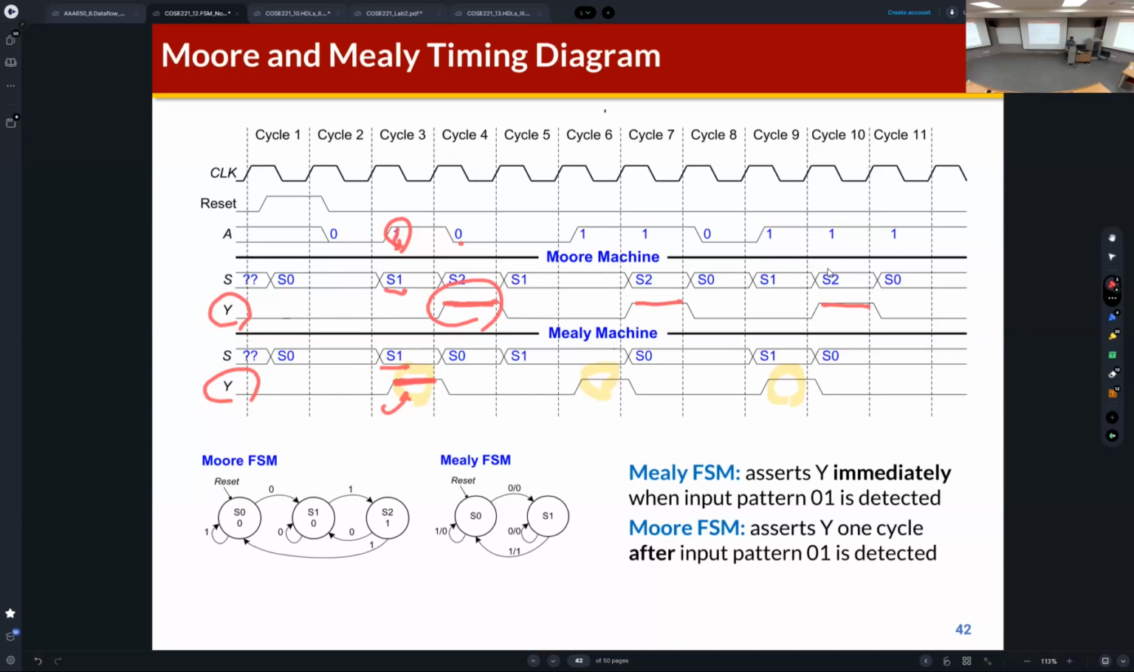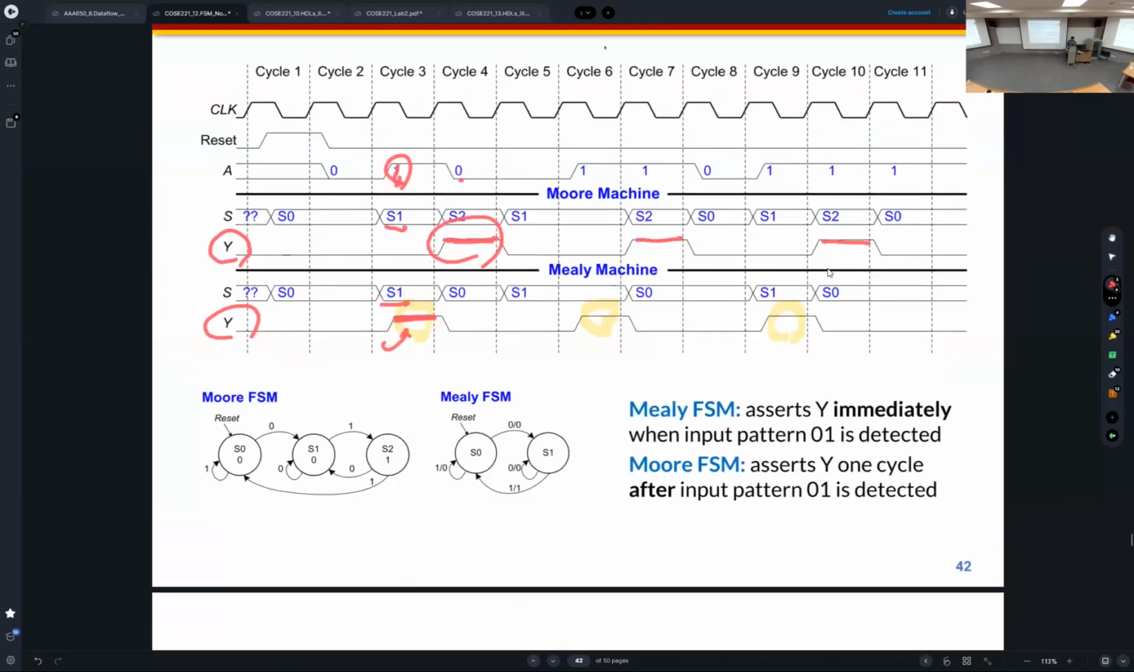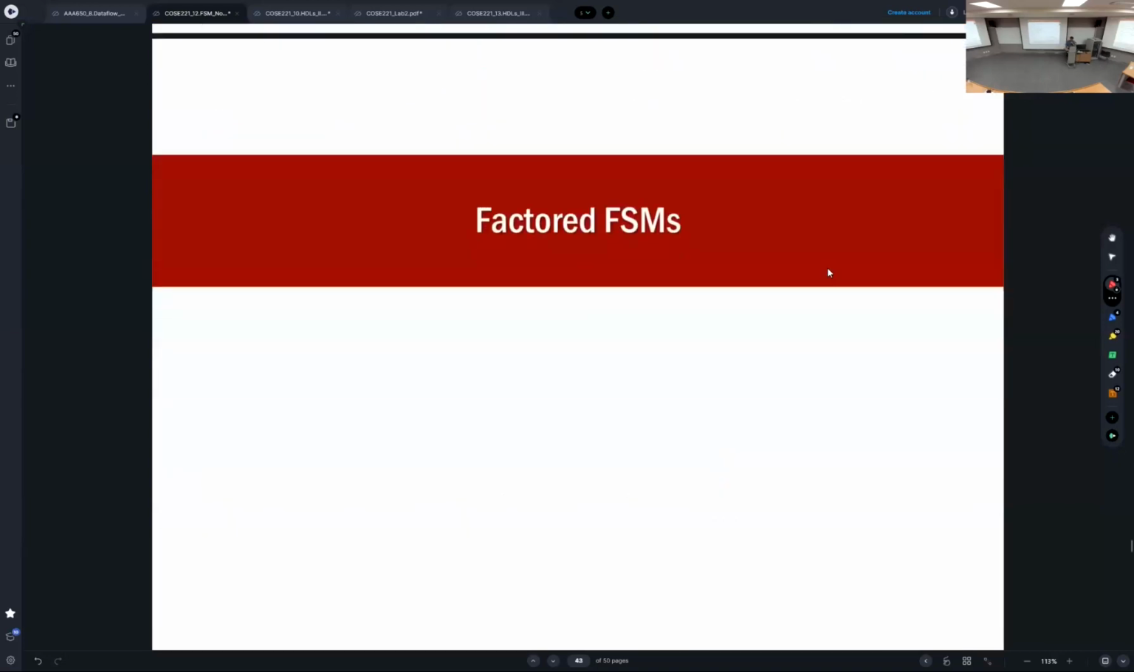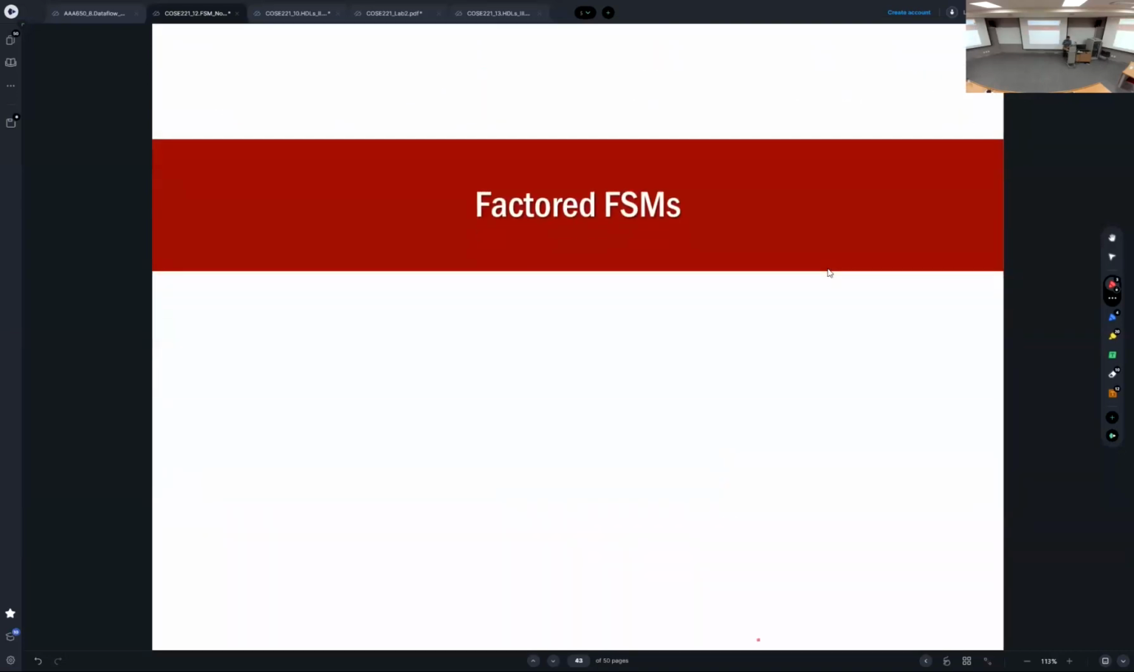So I showed two different FSM implementation examples, the Moore and the Mealy. They can be implemented from the same problem description, but the transition diagram is different. Also, the timing can be different. So there are two different methods for implementing the FSM. And then let's see the vectored FSM.